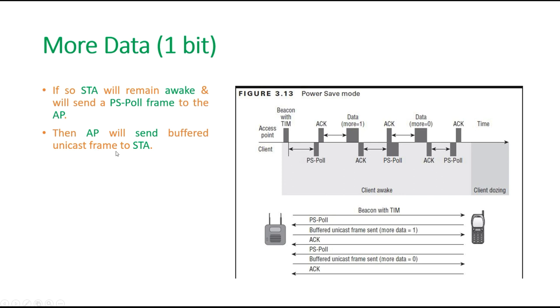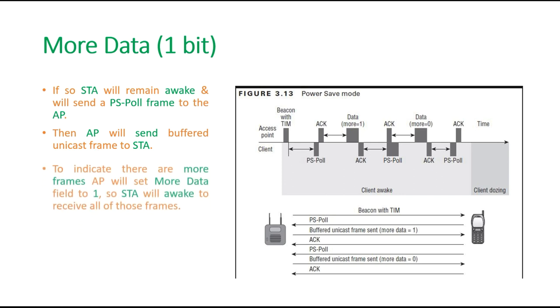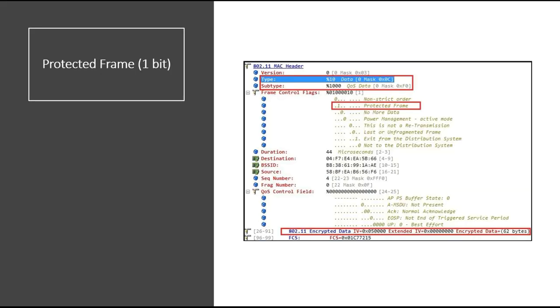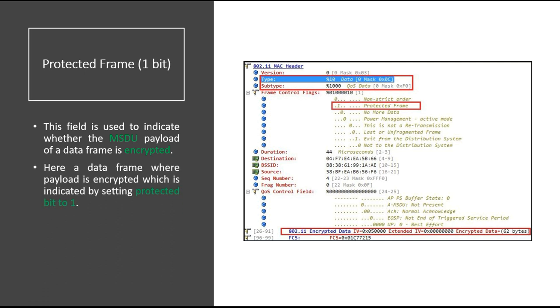So that's what I've written over here. The AP will send the buffered unicast frame to the station. To indicate there are more frames, the AP will set the more data field to 1, and the station has to stay awake to receive all those frames. Then the protected frame. Protected frame here means it is secured. The field is used to indicate whether the MSDU payload of a data frame is encrypted or not. That is the main purpose of the protected frame. Data frames where the payload is encrypted are indicated by setting the protected bit to 1. So if the protected bit is set to 1, whatever payload it has to transfer will be encrypted.